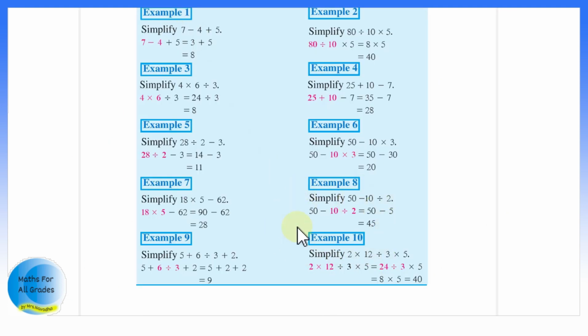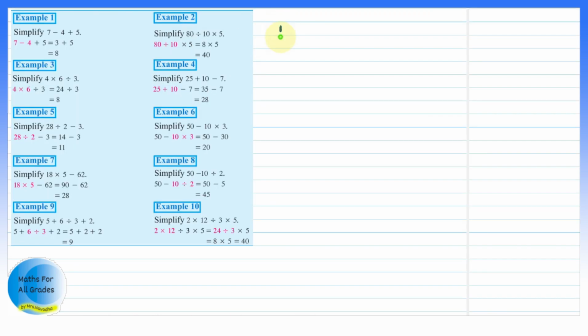There are 10 examples on the 24th page. Now let's discuss them all. Example number 1. 7 minus 4 plus 5. Here we have only subtraction and addition. So the rule is to start from left to right.